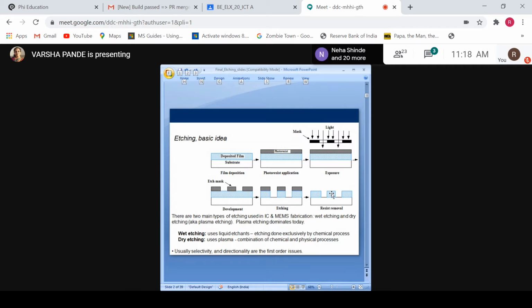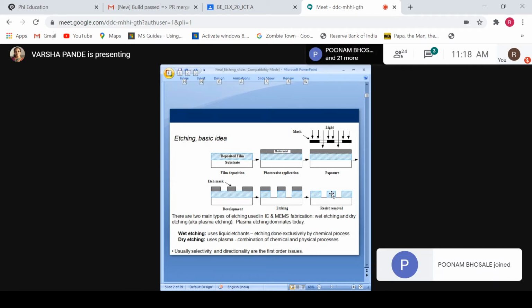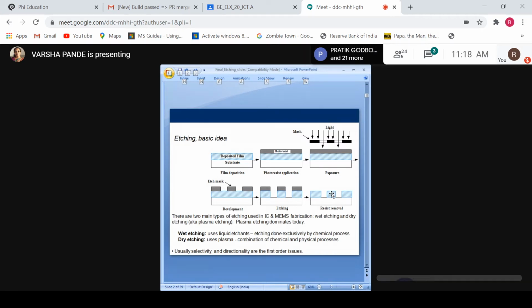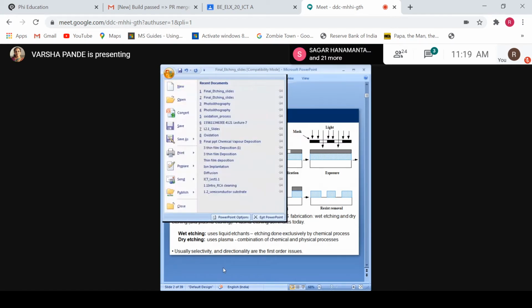Depending upon that, we go for either wet etching or dry etching, because wet etching possesses some characteristics or advantages, and again wet etching has some disadvantages. Dry etching has its own advantages and its disadvantages. So before selecting the process, we have to see which type of advantages we want, and depending upon this we have to select the process, wet etching or dry etching.